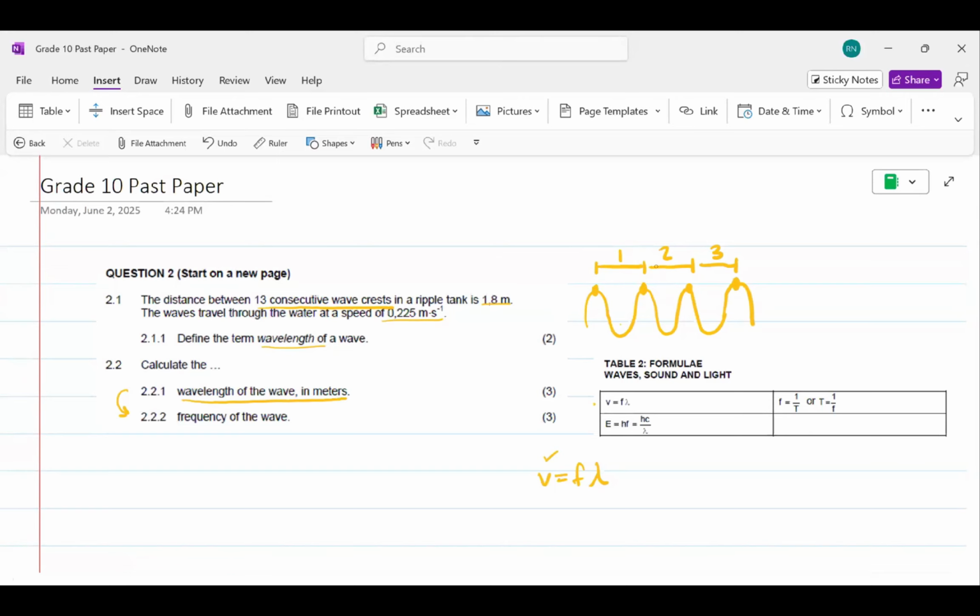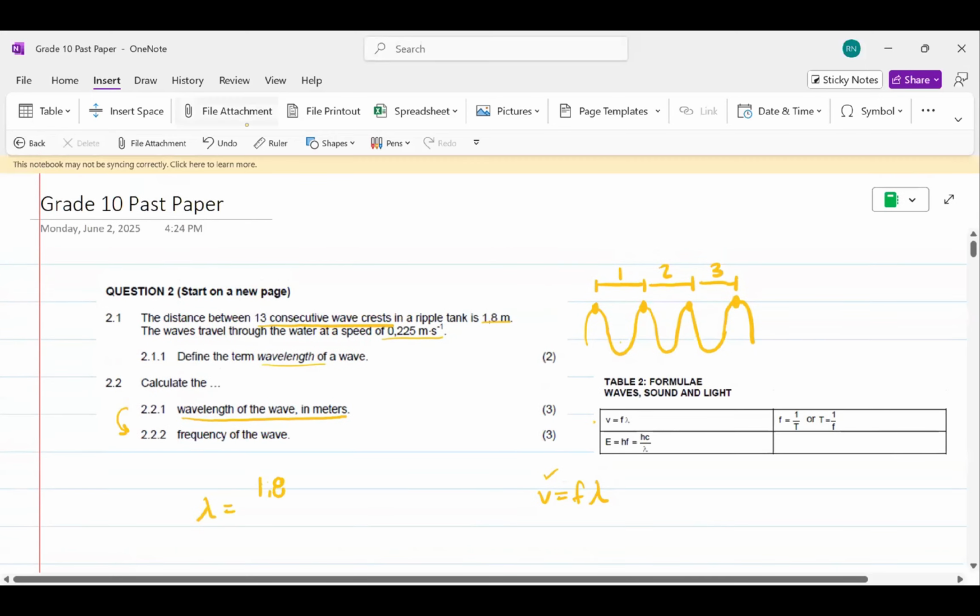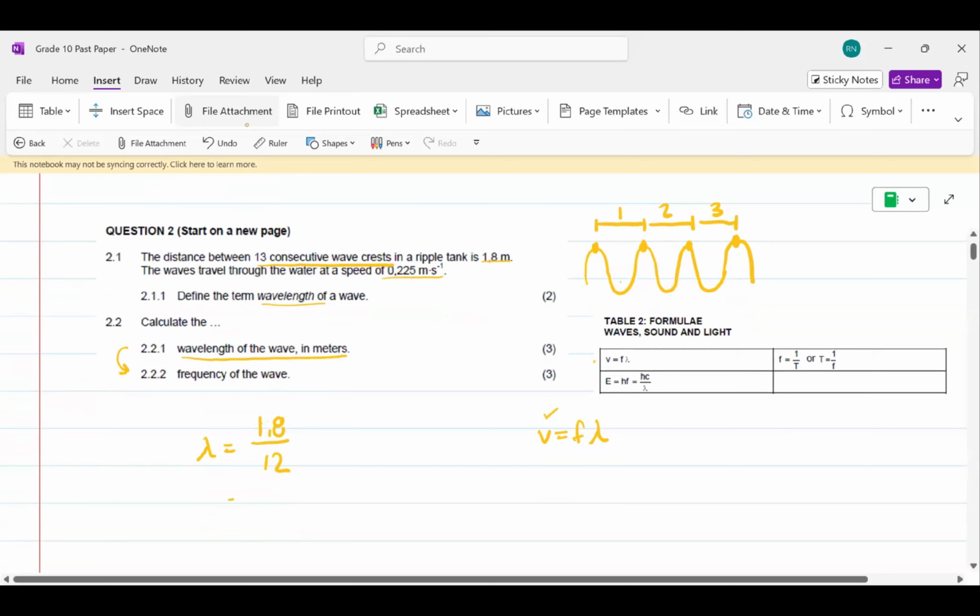And if it tells me that those 12 waves are taken up by 1.8 meters, that means to find the wavelength of one wave, I have to say the wavelength is going to be equal to 1.8 over 12. This is the total length, and to find the length of one wave, I'd say 1.8 divided by 12, and this should give me 0.15 meters. So that's the length of one wave.